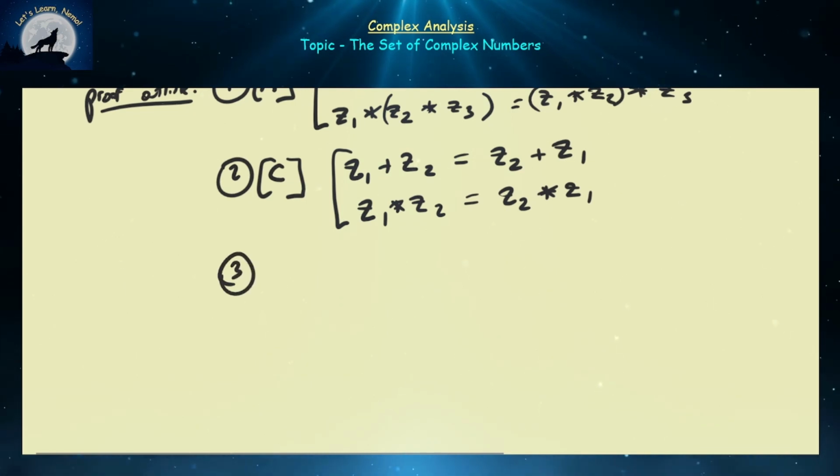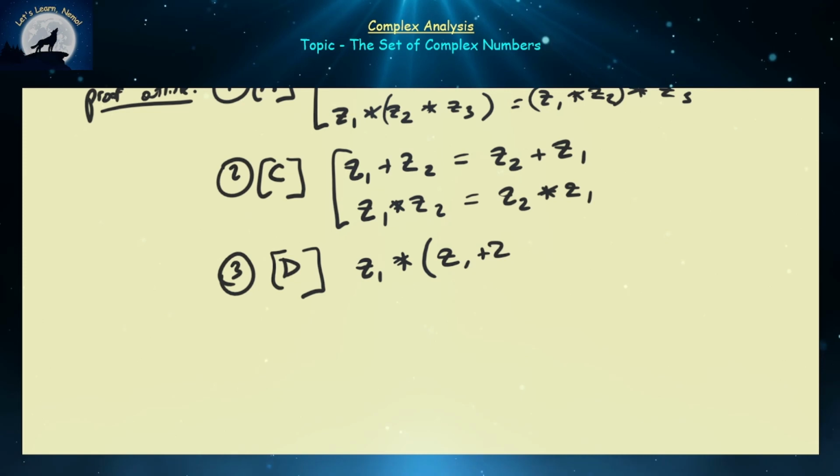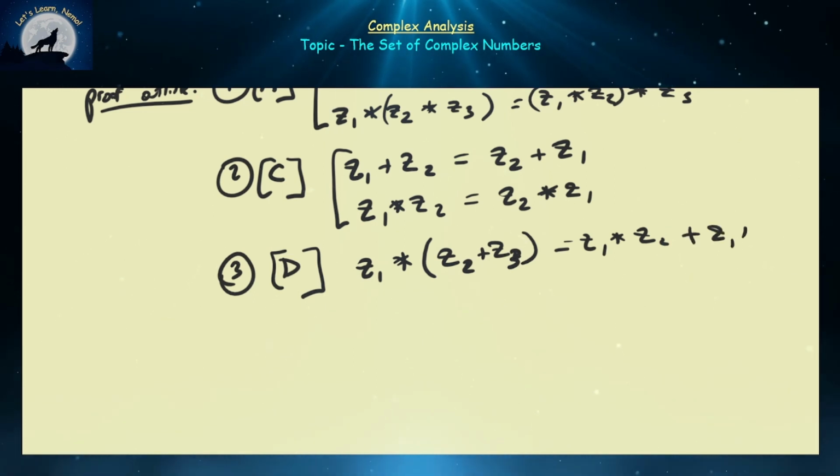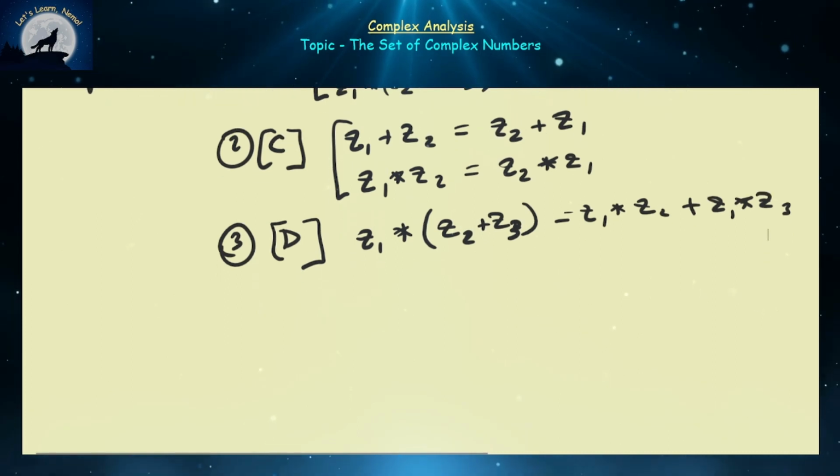The third sort of combines addition and multiplication into the same realm. That would be your distributive property. That is, if you do z1 times the sum of z2 and z3, you will just get z1 times z2 plus z1 times z3. Some will also do a right distributive law as well. But that's actually easier to prove if you assume commutativity already holds.